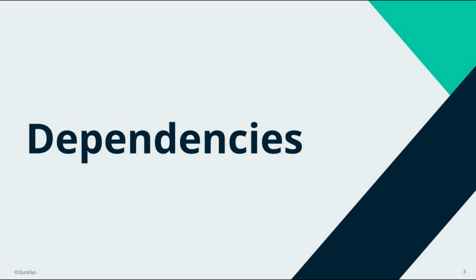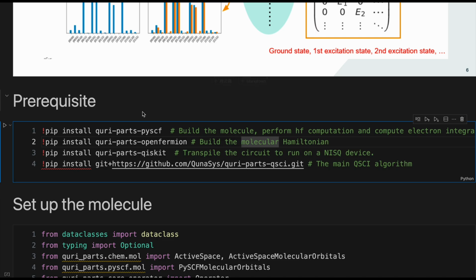To run the QSCI algorithm with the QURI SDK, let's first install some dependencies. First is QURIPart's PySCF package. It helps you build the molecule, perform the Hartree-Fock computation, and compute the electron integrals. These are important ingredients for building a molecular Hamiltonian. Next is the QURIPart's OpenFermion package. It helps you take the elements that you compute with the PySCF package in the last step and explicitly builds it into a molecular Hamiltonian.